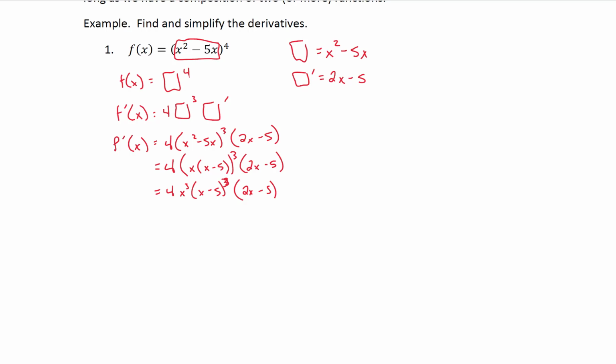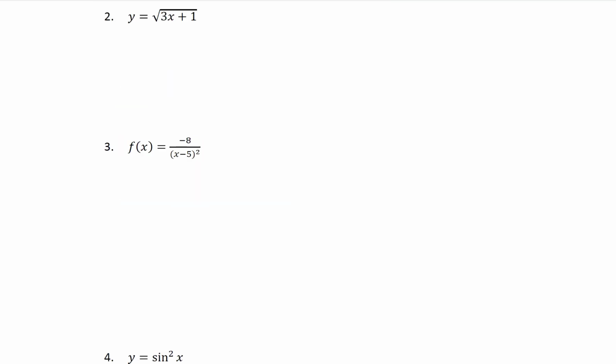And so then now, to finish cleaning this up, and this last piece is optional, I usually am going to move the factor that's to the first power. I'm going to move it to the first spot. So I'm going to make this 4x cubed times 2x minus 5 times x minus 5 cubed. Now, you don't have to do that, but it does make it just a little bit cleaner whenever you're looking at the final answer. Okay, so example 2.